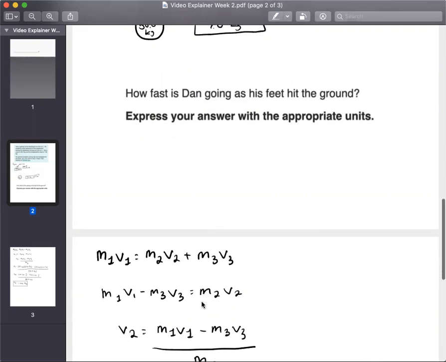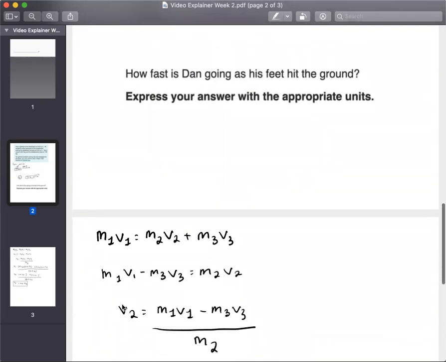So we can rearrange this equation to solve for v2. In this case, the velocity is equal to m1 times v1 minus m3 times v3, all over the second mass, or the mass of just Dan.